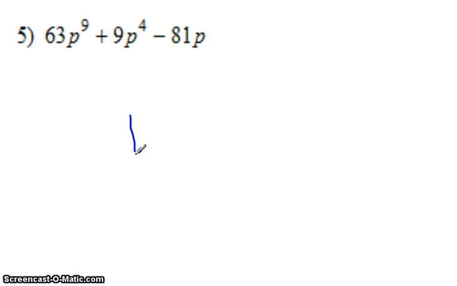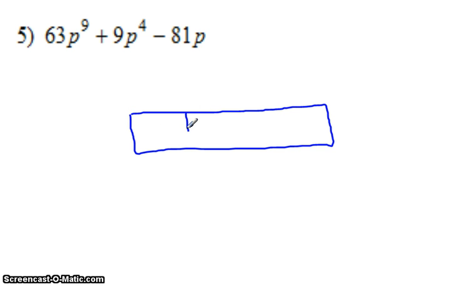3 terms again. We got to find the GCF between 63p to the 9th, 9p to the 4th, and negative 81p. Well, as far as the coefficients go, 9 is your greatest common factor. And then with the variable p to the 9th, p to the 4th, and just p, we'll take the lowest one of the 3. So that would be p. So 9p is our GCF. I'm going to write in the original.